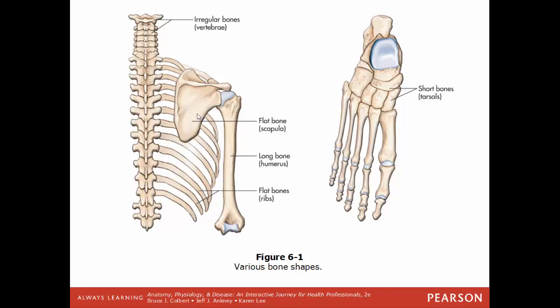Flat bone, the scapula or the shoulder blade. Thin on this edge and very flat and broad-like. So that'd be an example of a flat bone. Irregular, such as the vertebrae, the bones of the spinal column.